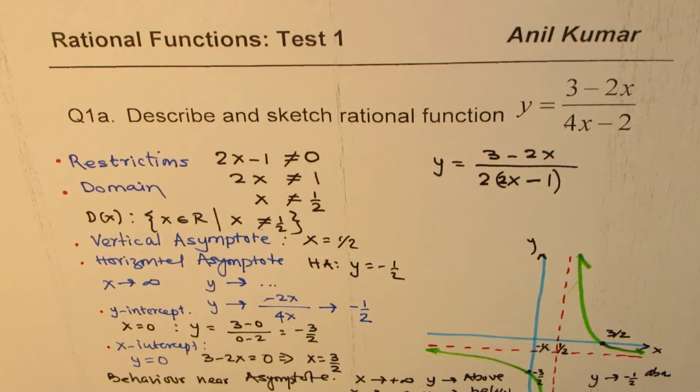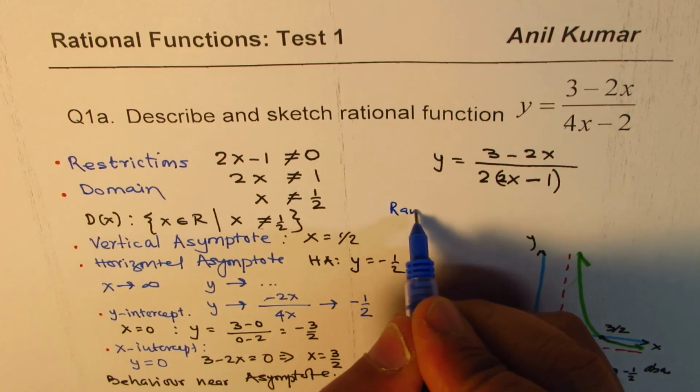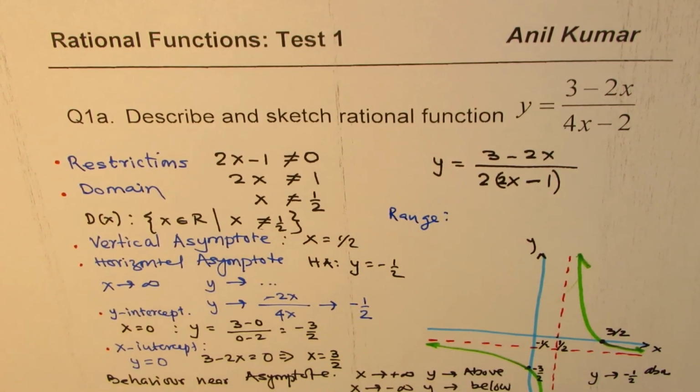Okay, so let's concentrate on this. I hope these are clear. Restrictions, domain, vertical asymptote, horizontal asymptote, x and y intercepts. And since we're talking about domain, we should have written range also. So let me write down range also here in the characteristics, that's kind of important.